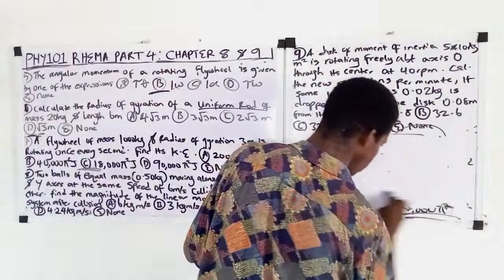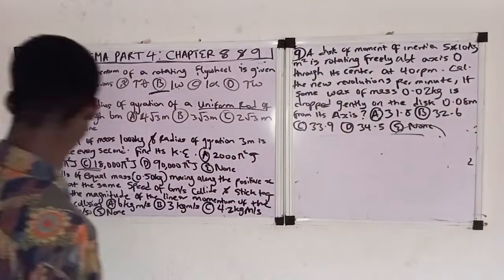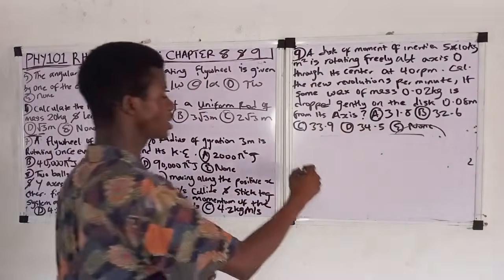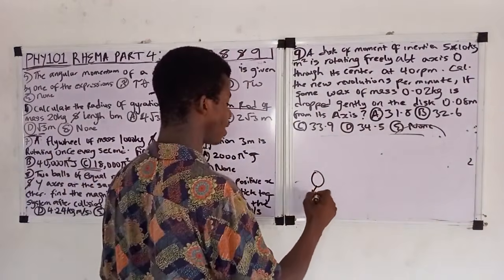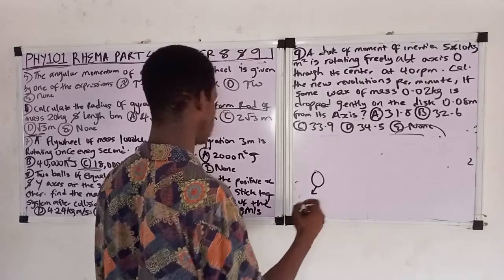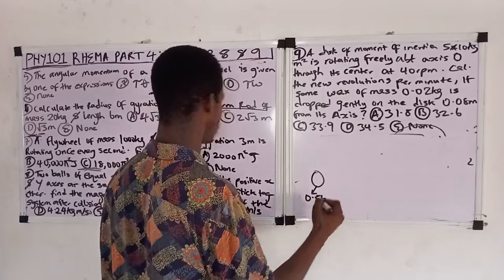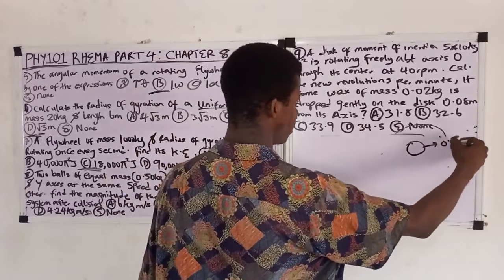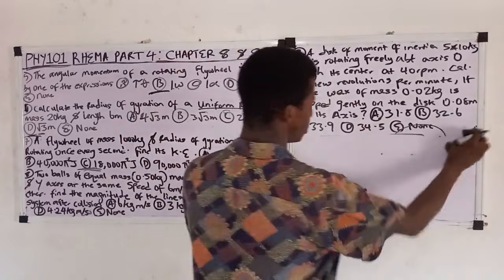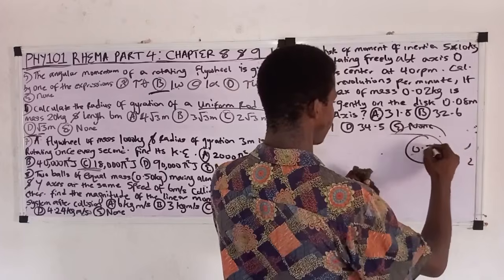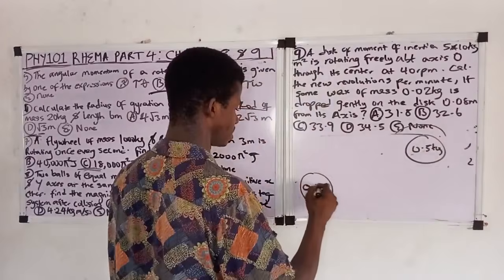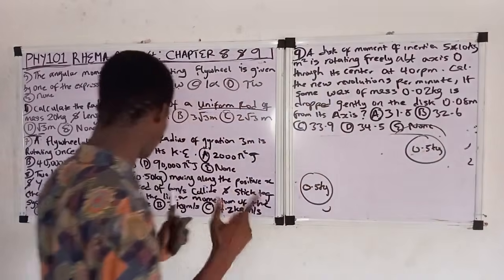Okay, so question 8, they said two balls of equal mass 0.5 kg. So let's say this is one ball. Both of them have an equal mass of 0.5 kg. Then this is the other ball, and the mass is also 0.5 kg.